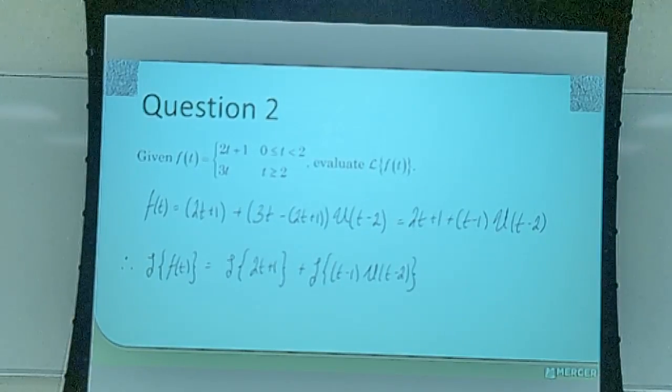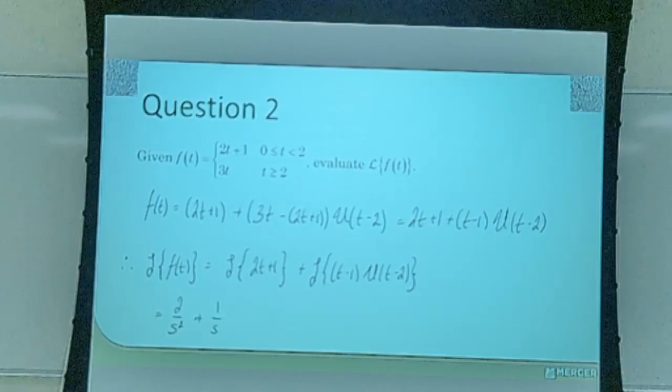Your transform of F would then be this transform. I already used the linearity property. For my own sanity, so I'm not writing out too many times, I just grouped the terms without the unit step function and the terms with the unit step function. Transform of 2t is 2 over s squared, right? Transform of 1, just 1 over s.